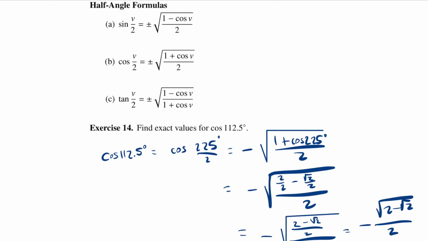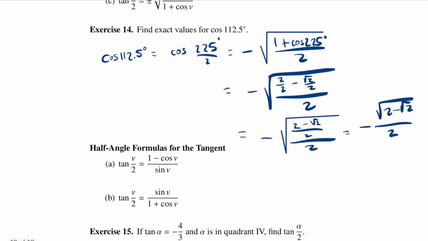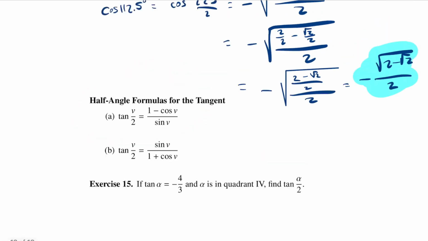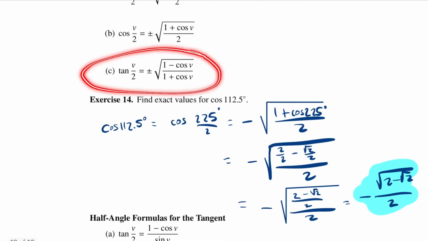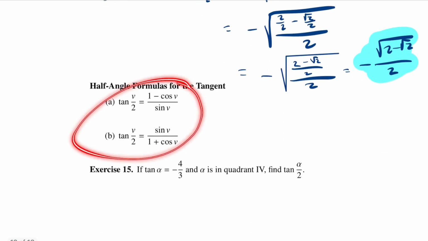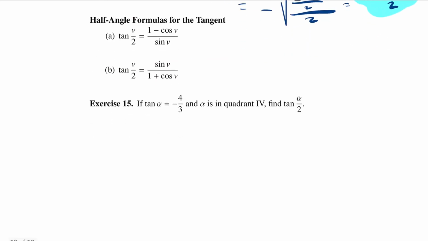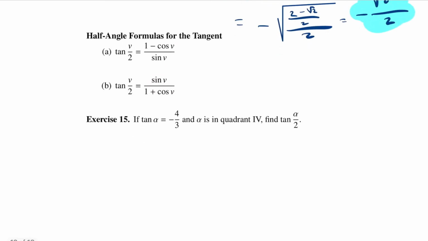Okay, so let's move on to the next problem. All right, so now we have half angle formulas for tangent. This also works, but I would recommend these two. These two are a little bit more simple. Actually, I would recommend the top one. So let's look at an example for this one. We got tangent alpha is negative 4/3, and alpha is in quadrant 4. Find the tangent of alpha over 2.